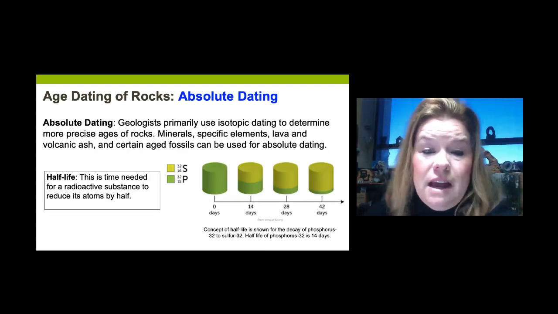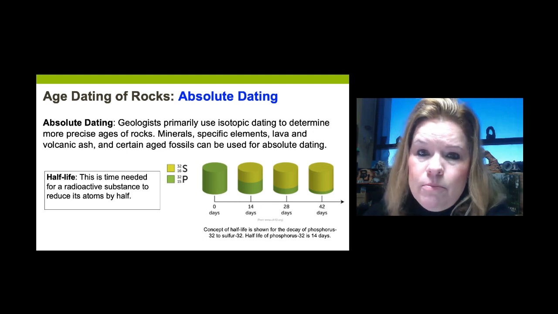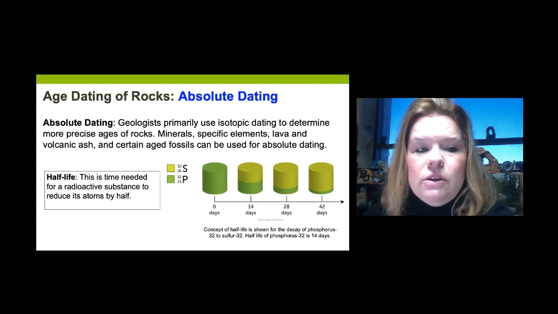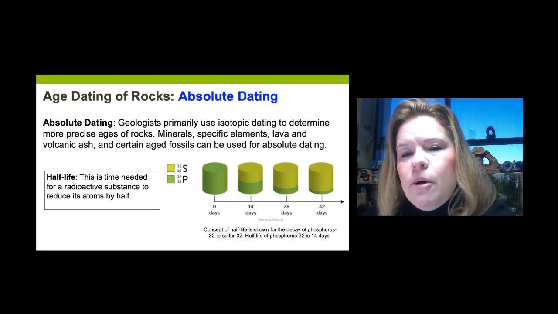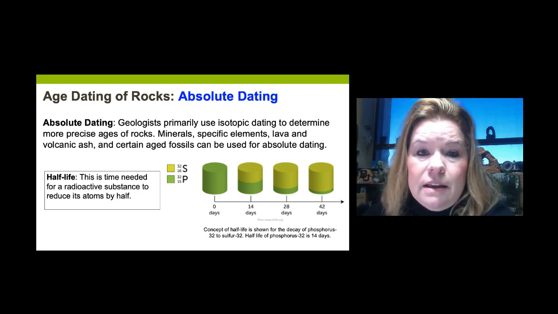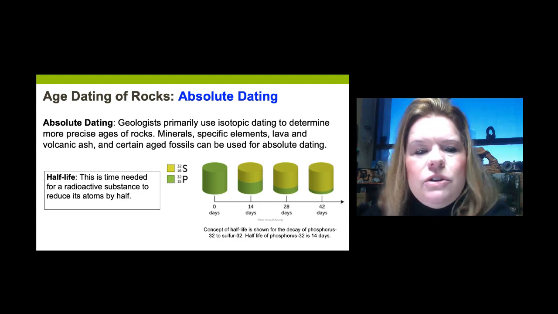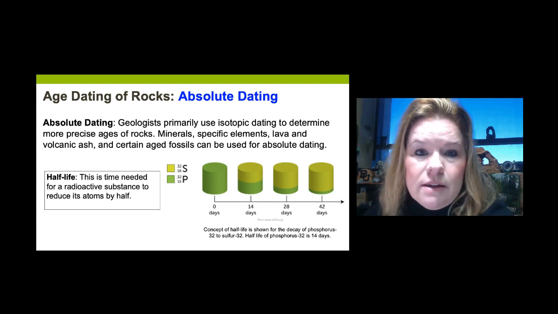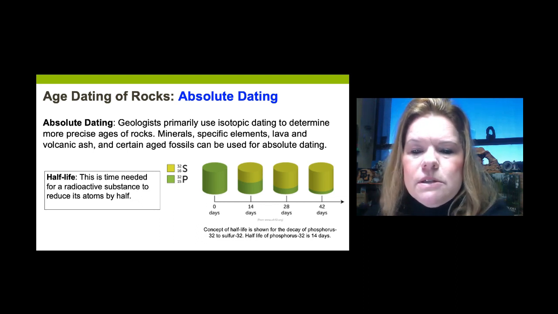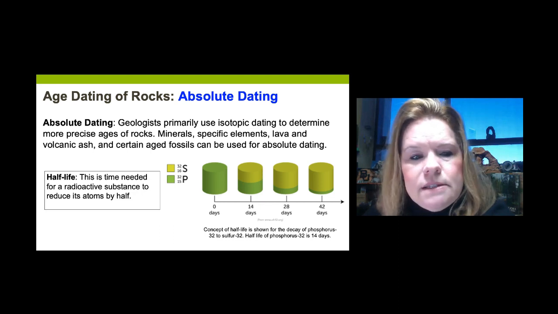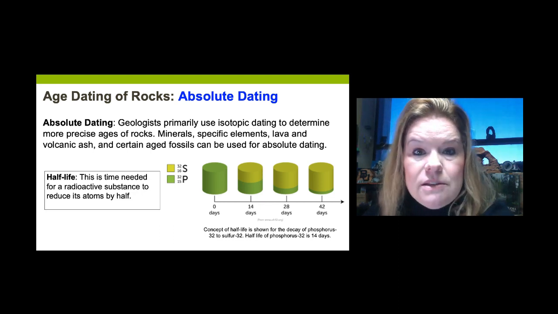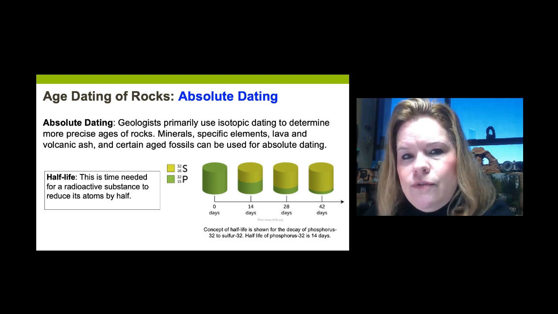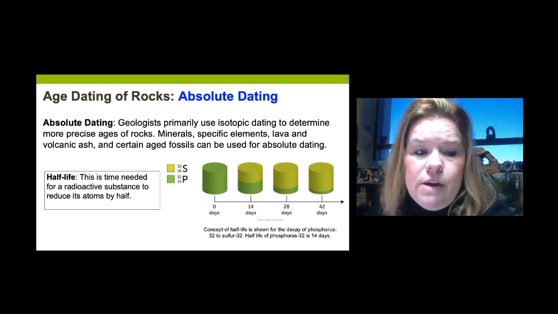There is a second type of dating that's certainly more precision-based, and it's called absolute dating. Geologists primarily use this type of dating, isotopic dating, to determine the more precise age of rocks. When we're doing isotopes, we're looking for unstable radioactive isotopes. Mineral-specific elements, lava and ash deposits are very good sources for age dating. And even certain fossils can be used for absolute dating.